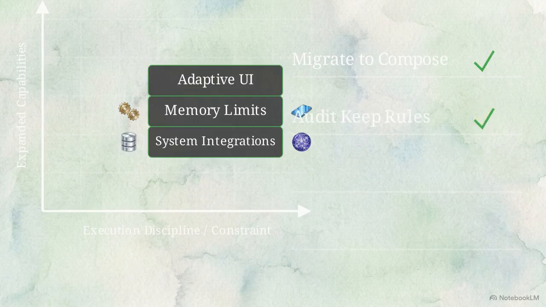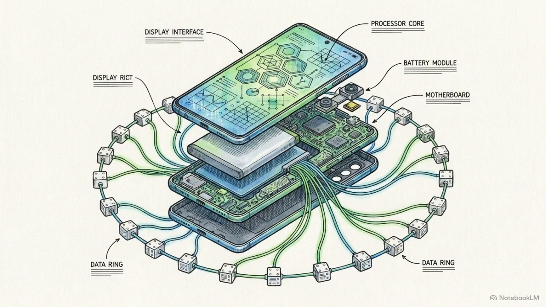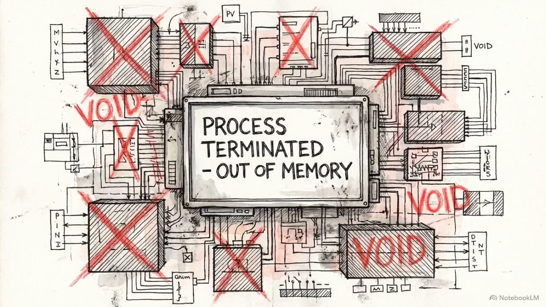Migrate your front-end to Compose, audit your keep rules with the R8 Analyzer, adopt privacy pickers, and build clean backend endpoints for app functions. Apps that embrace lightweight, agentic, Compose-driven architectures gain full access to the new capabilities of the OS, while legacy systems risk runtime termination and isolation.